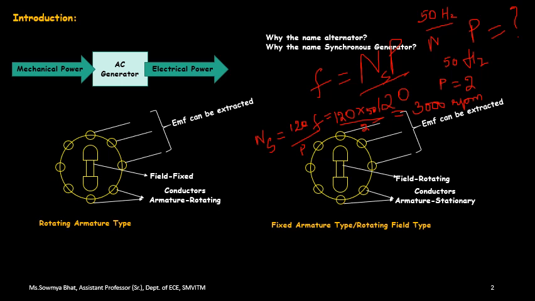Similarly, if I want the design for a 60 hertz frequency, it is 120 into 60. Again, I will consider the pole requirement as 2 itself. So it will be 3000. So this is 2.